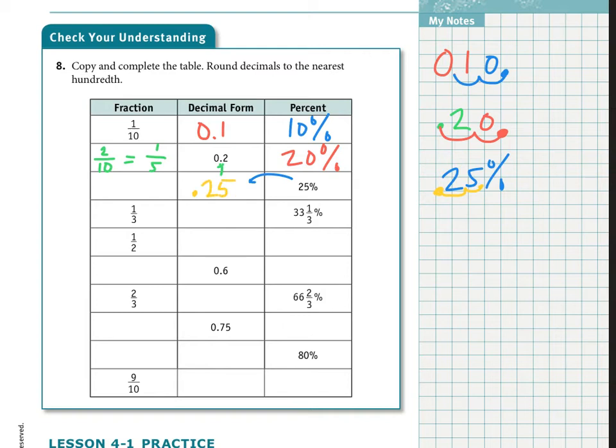Okay, and the reason we're moving 2 places is because percent literally means to divide by 100. Cent, like you think of a century or a cent in money, a penny is 1/100th, right? So percent is divided by 100. That's why it's 2 decimal places.